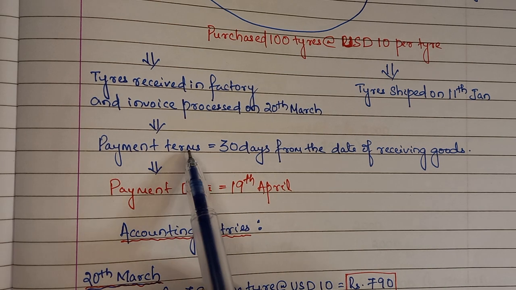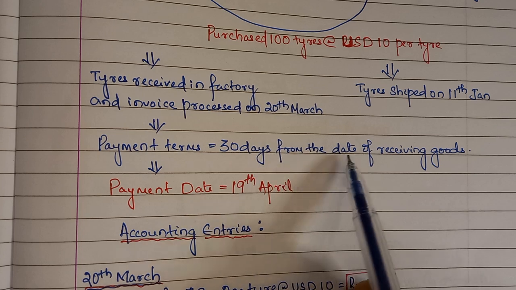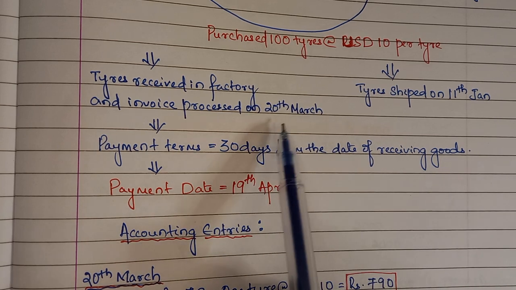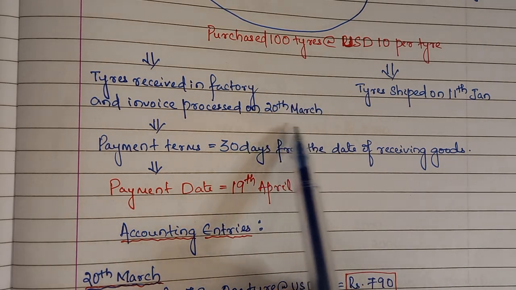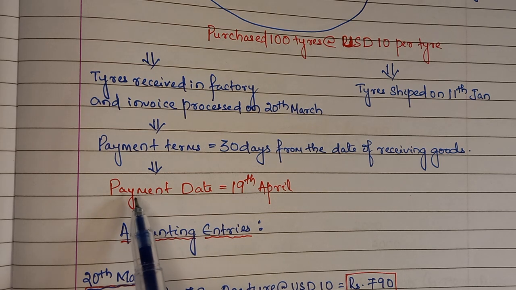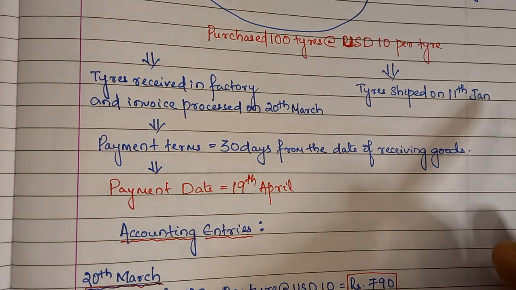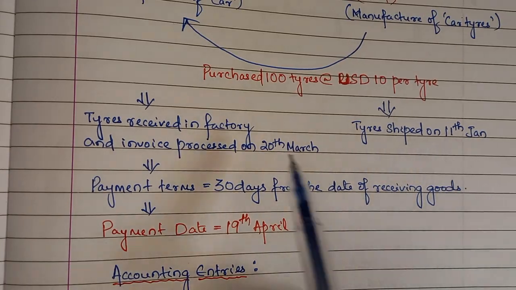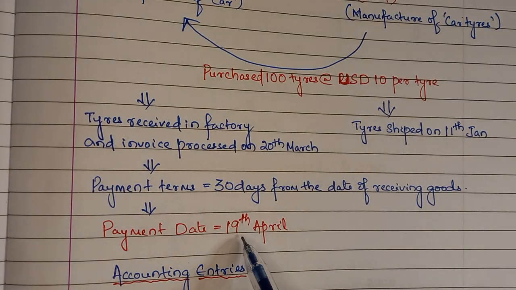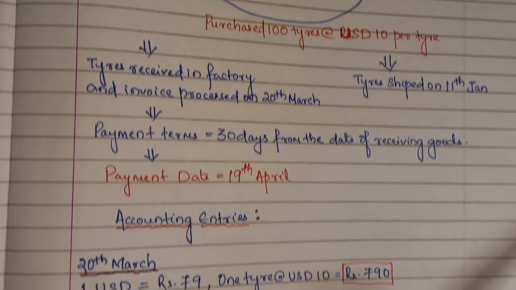So payment terms equal 30 days from the date of receiving goods. On what date has he received the goods? On 20th of March. So when is the payment date? Payment date is 19th of April. So there are 3 dates here: 11th January, the day the shipping is happening, then 20th March and 19th of April. Now we'll see what the accounting entries are.